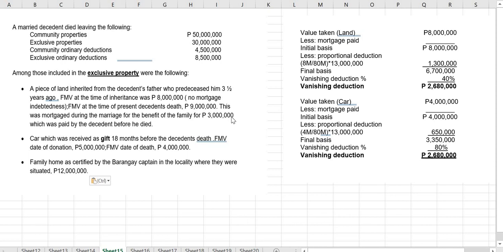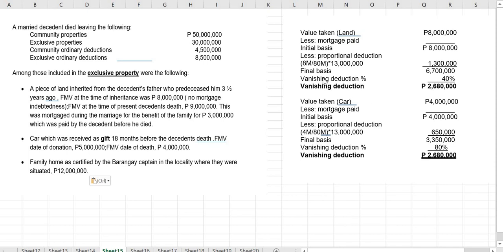We start with the land. For the land, whichever is lower: 8 million at the time of inheritance, 9 million at the time of death. So we use 8 million. Less mortgage paid. There is no mortgage paid, because take note that the mortgage to be deducted must be one that was on the property upon inheritance. The 3 million mortgage was made after receiving the property, so it cannot be deducted in computing the vanishing deduction.